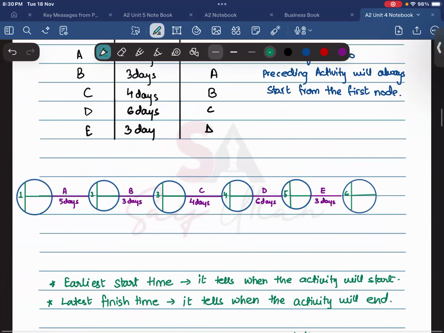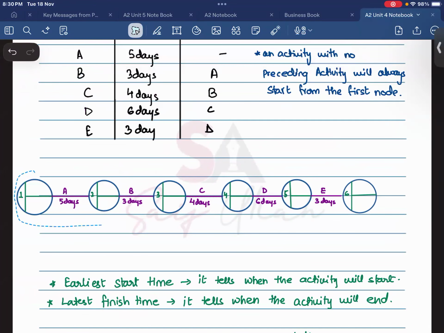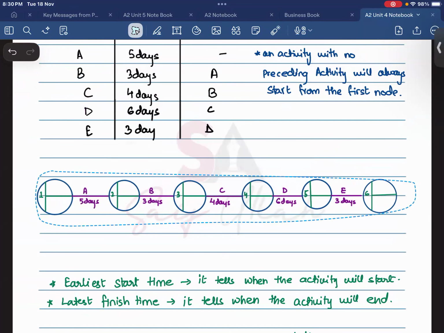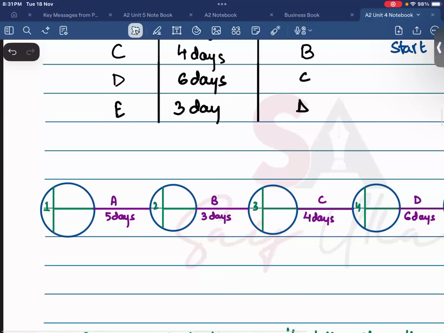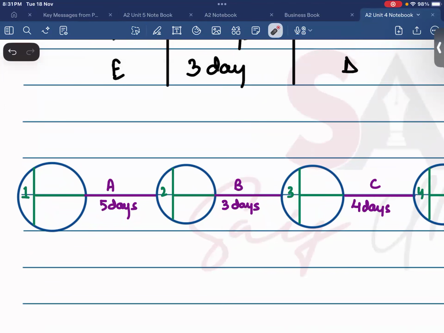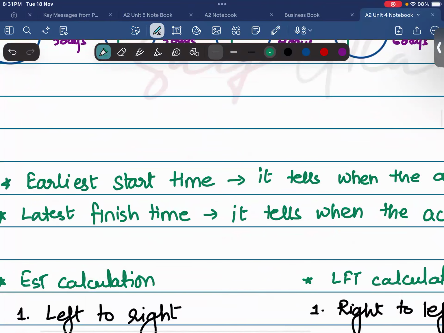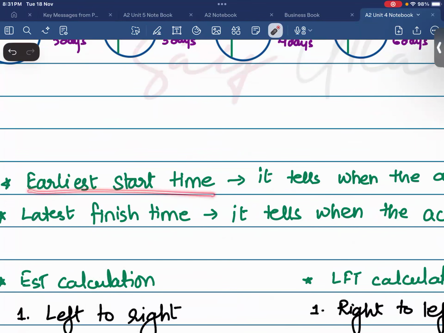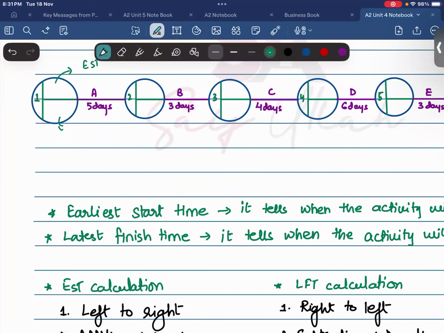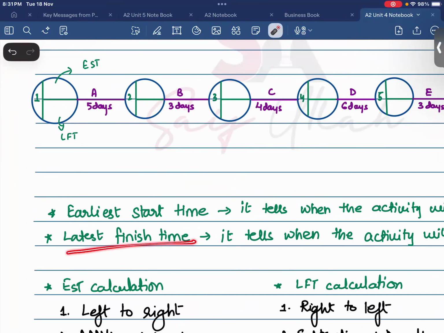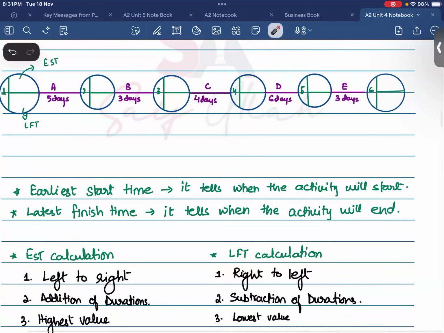So this is how a simple CP diagram can be created by using the nodes and the arrow. Now, I'm going to tell you guys about this and this space. What are we going to write over here? So in the upper half of this node, we are going to write EST. EST stands for earliest start time. Whereas in this lower half of the node, we are going to write LFT, which is the latest finish time.